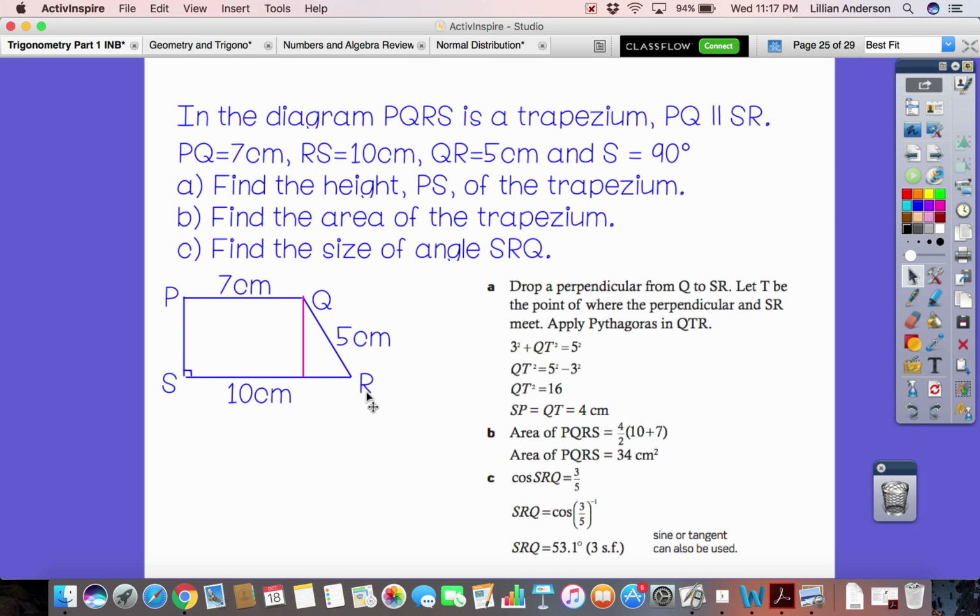So you should actually use this diagram here, because then from there it actually makes a little bit more sense on how you would go about figuring out the height.